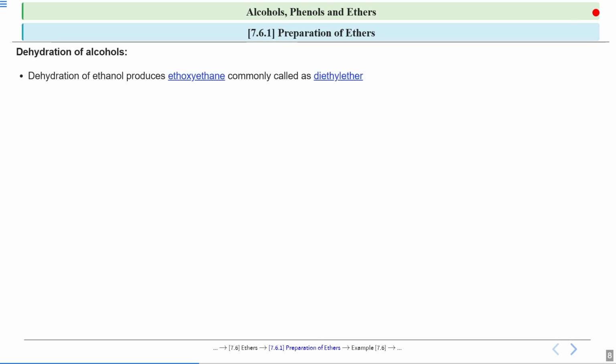Now we will see how we get the ether from the alcohol. We will see the mechanism of this. So dehydration of ethanol produces ethoxyethane, which is commonly called diethyl ether. So the common name is diethyl ether and the IUPAC name is ethoxyethane. IUPAC name is written in the format alkoxyalkane. So it is ethoxyethane, and water is released. See, the temperature is less, that is 413 Kelvin, so in this case your ether will be formed.